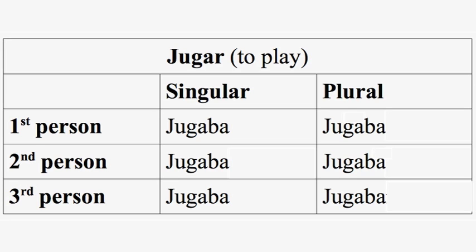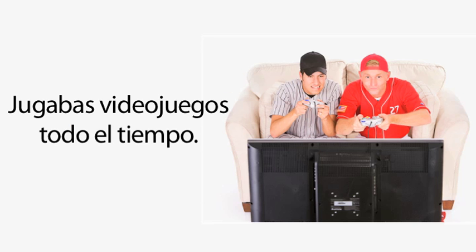Next, for the second person singular, what letter do you think we'll add to jugaba to indicate that you are doing the action? The letter S, jugabas. Jugabas videojuegos todo el tiempo. You played video games all the time.